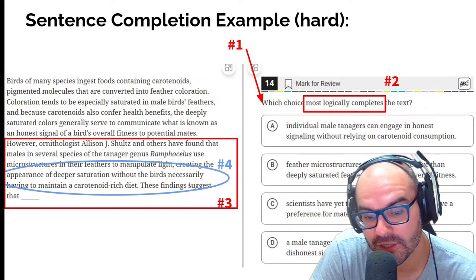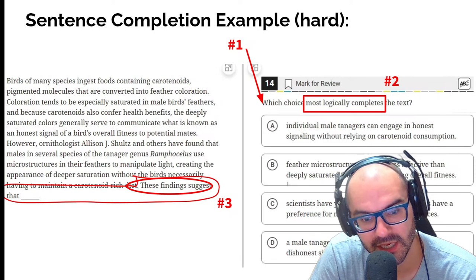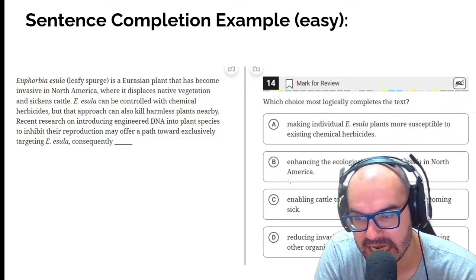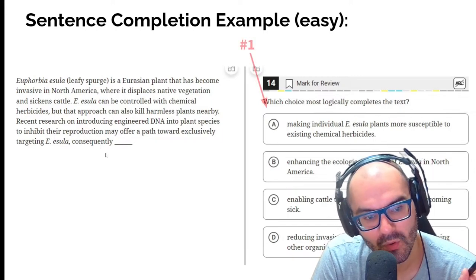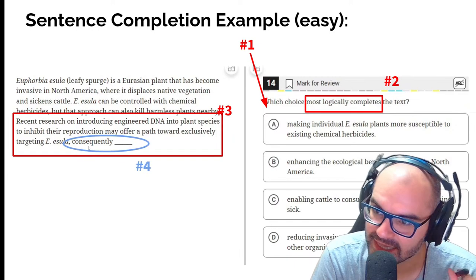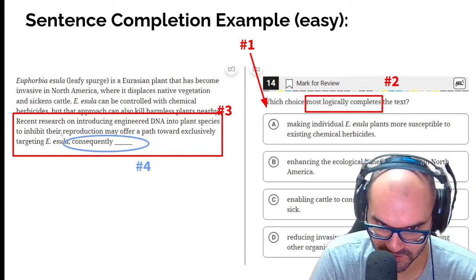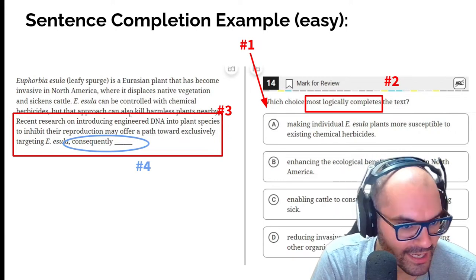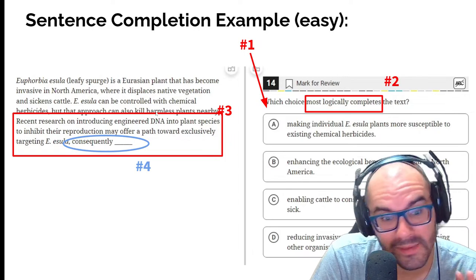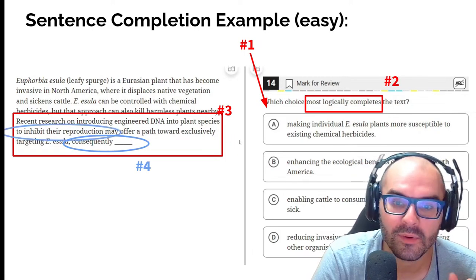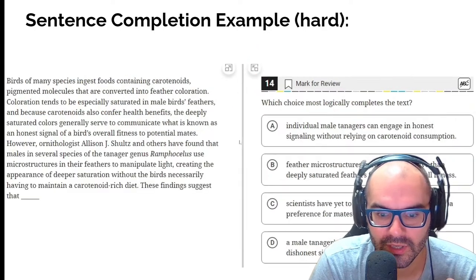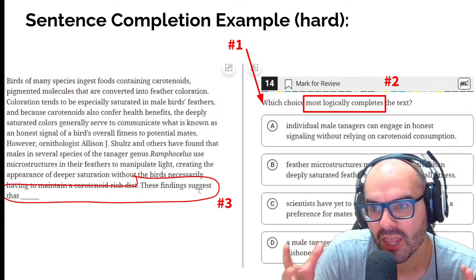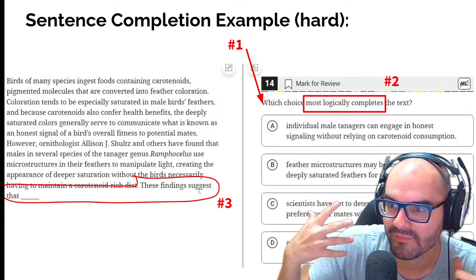Now, again, notice the difference, just real quick to compare, between these two questions, right? In this question, the reason I call this an easy question is because we have this word consequently. They give us this, and so we're only completing a sentence, just this sentence. I do not need anything from before. Again, some of the information from before could help me, but you really don't need it. Now we see the difference when we get into the next one, where I have these findings suggest. And so I don't have the first half of the sentence, really. I don't have a logical connector.